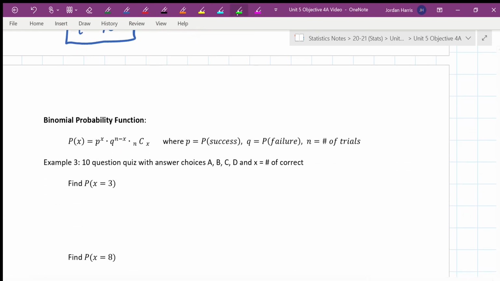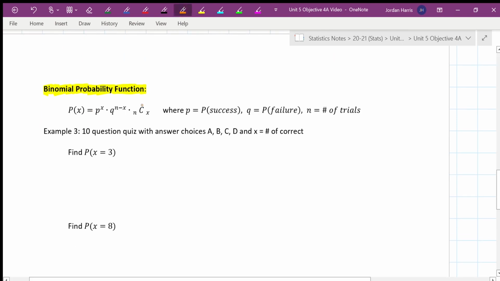Okay? And then we get to the binomial probability function, which is another important thing from this. But binomial probability function right here, I'm going to box it, put a star next to it. You're going to be using this thing a lot. It's a probability function. P, the success, to the power of x, times Q to the power of n minus x, times nCx, where P is the probability of success, Q is the probability of failure, n is the number of trials, and x is your particular outcome.